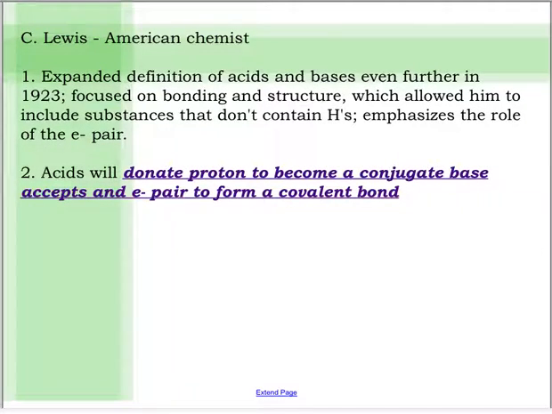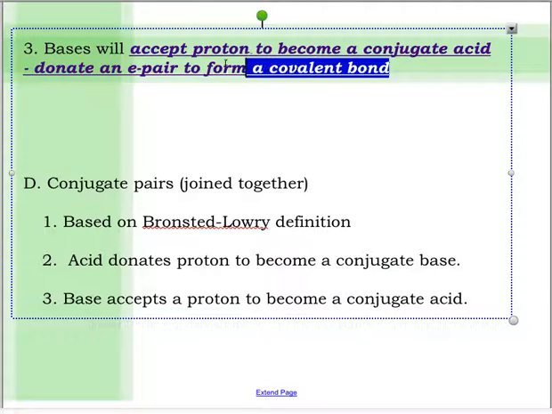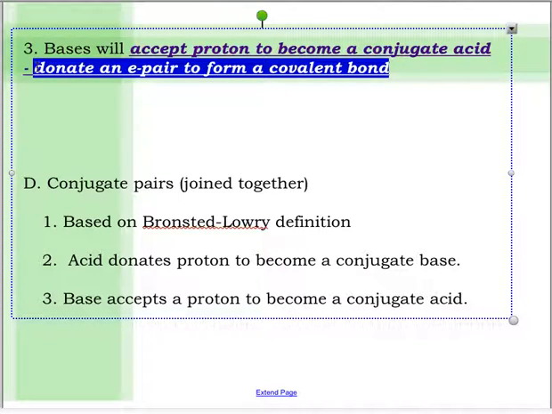Okay, so we're going to move on to the next slide. Same thing, very similar, but this one, the bases will accept the proton. They become a conjugate acid, and they donate an electron pair, and they form a covalent bond. So again, it's that focus on the bonding and not on what's being transferred.